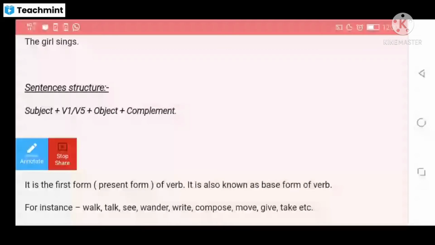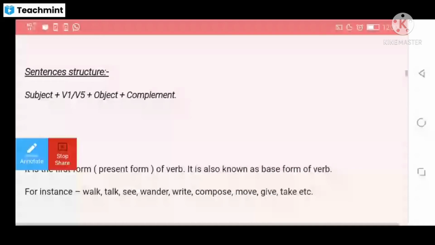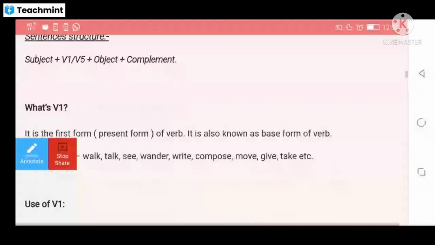See, the sentence structure says subject plus V1 slash V5, means either V1 or V5, plus object plus complement, etc. So see, if we talk about the subject, subject is one who does an action, then V1 or V5. What is V1 and what is V5 will be seen in the upcoming lines, but right now we have to understand that either V1 or V5 will be used to make sentences in the present indefinite tense.